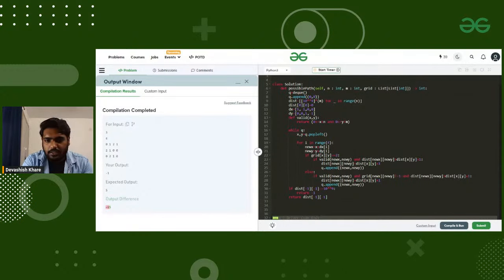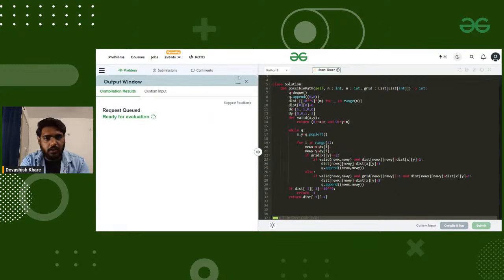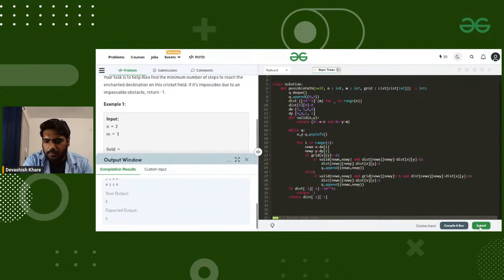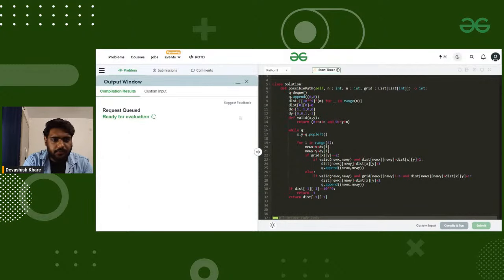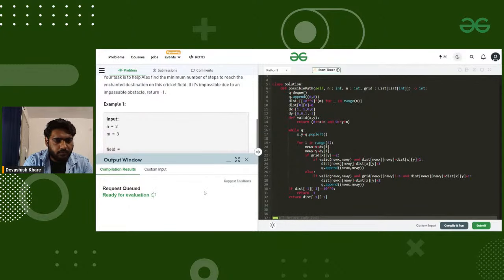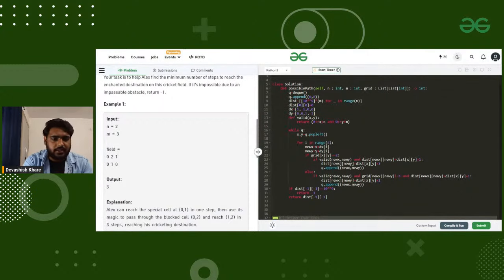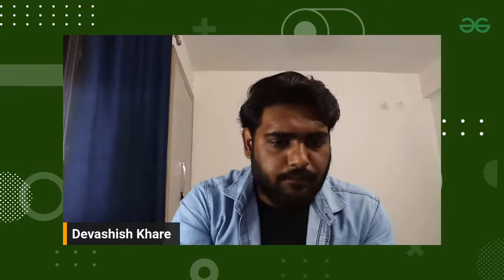Now let's run this problem. Let's compile it. Okay, evaluation. Yeah, it is working fine. The logic is perfect. The same logic is implemented. Let's submit that. Yes, it is passing all the test cases. Fine. So let me now stop the screen share. There was some little glitch.